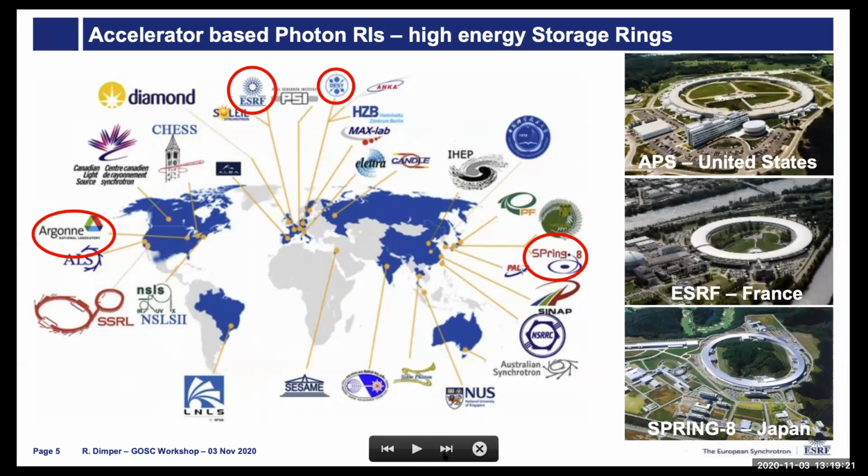Contrary to the low energy ones, you have the high energy storage rings. There are 4 facilities in the world which can be considered high energy storage rings. On the left-hand side, Argonne at Chicago, then on the top left the ESRF here in Grenoble, France, DESY with Petra 4 in Hamburg, and the SPring-8 facility in Japan. These facilities have electron beams in the energy range of 6 to 8 giga electron volts and can produce hard X-rays such that the X-rays penetrate much more the matter you want to investigate.